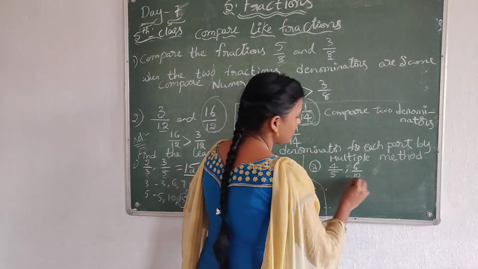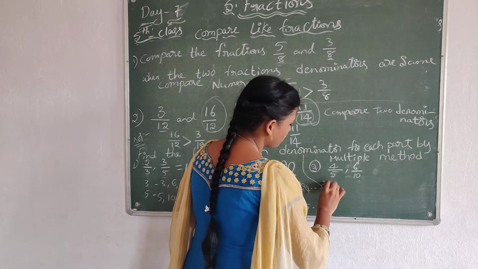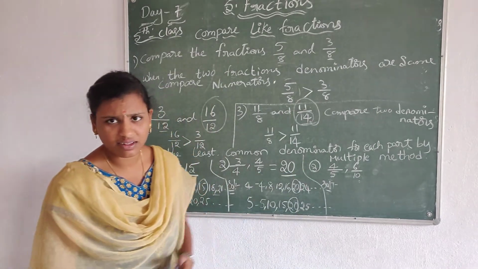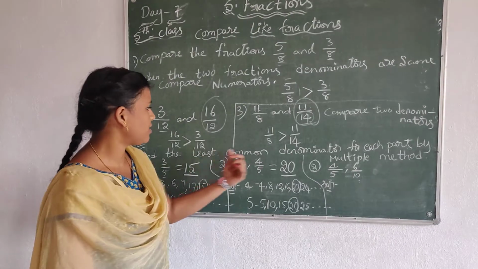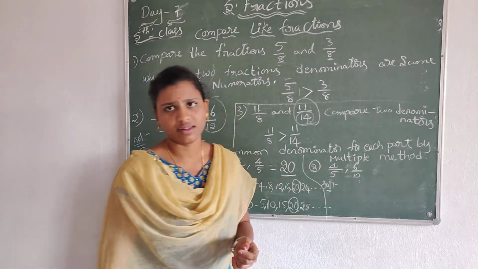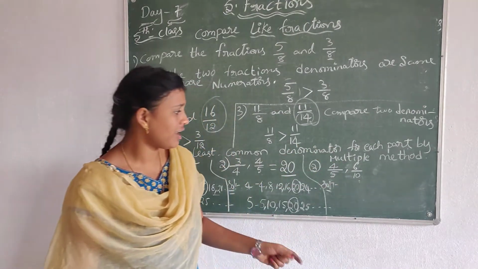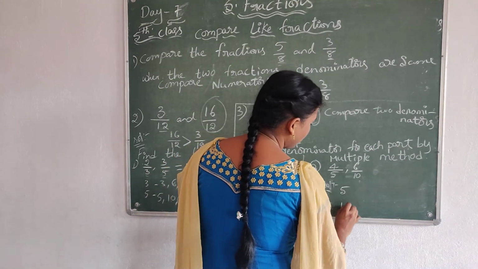Next one. Here also you should take the 5 and 10 denominators. Why didn't we take the numerators here? Because in the given question we have to find the denominators' multiples. That's why we are taking the denominators. Okay, let's take 5 and 10.